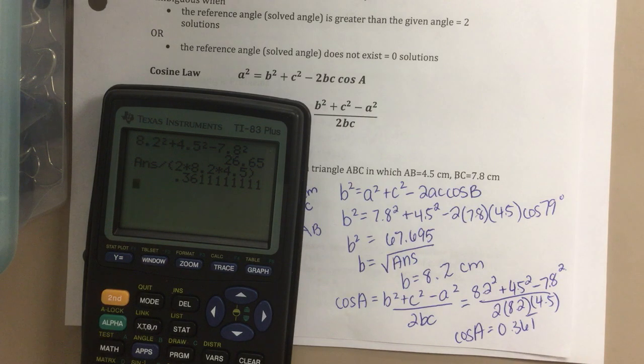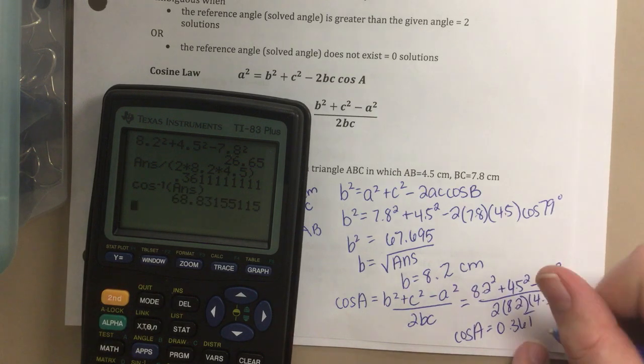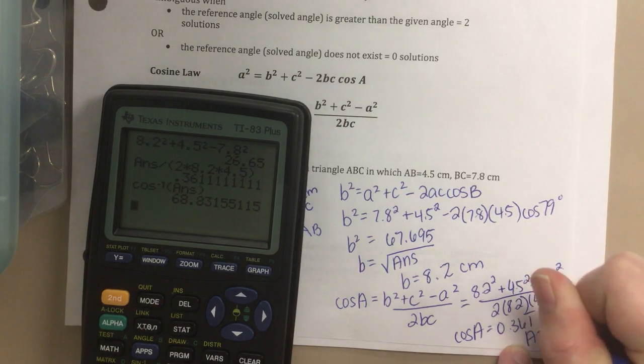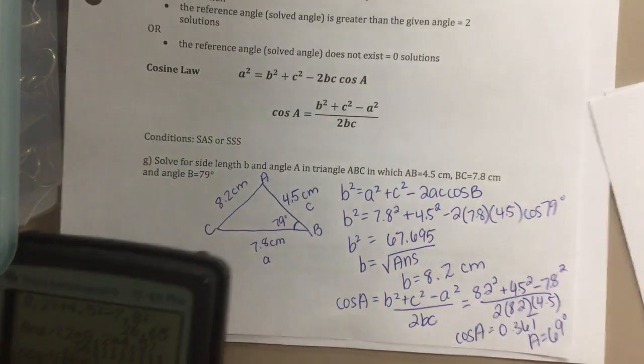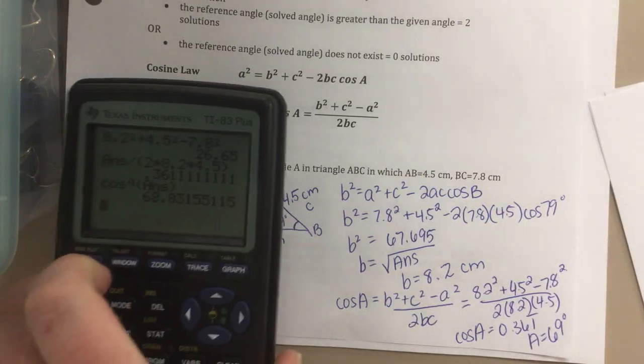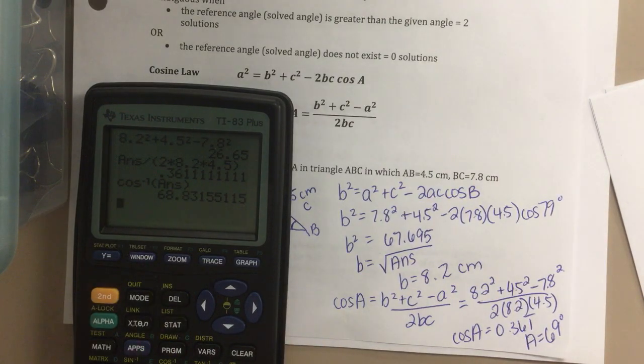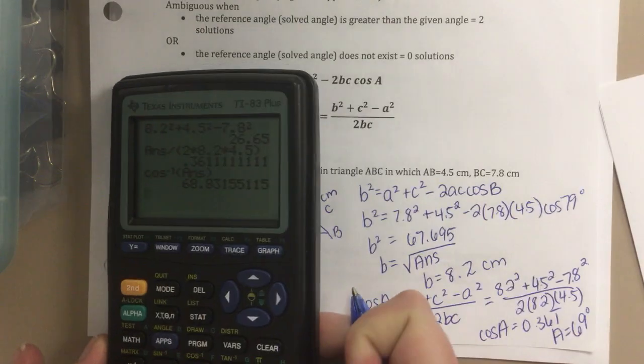In order to find angle A, I need to second cosine or cos inverse that answer. And I get 69 degrees. Okay. So that question was all about the cosine law.